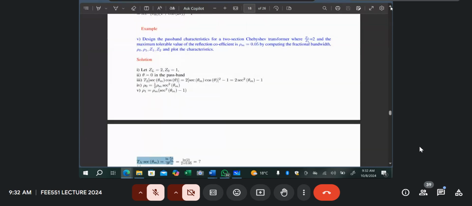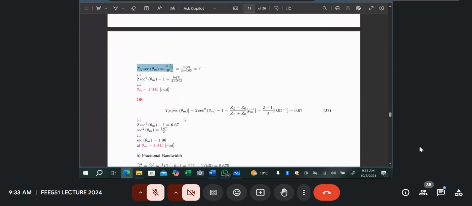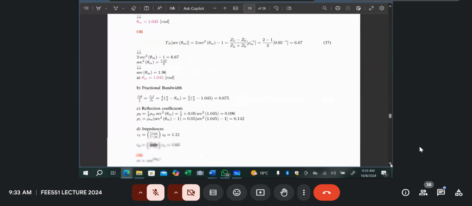From the formula here, like here in the notes, I've not related why Tn is important, because there's a relationship between rho M and Tn. Okay, so you need to give us that relationship between rho M and Tn, because that's what helps us to get theta M. That's very important. Then fractional bandwidth, there's a formula, you can do that.